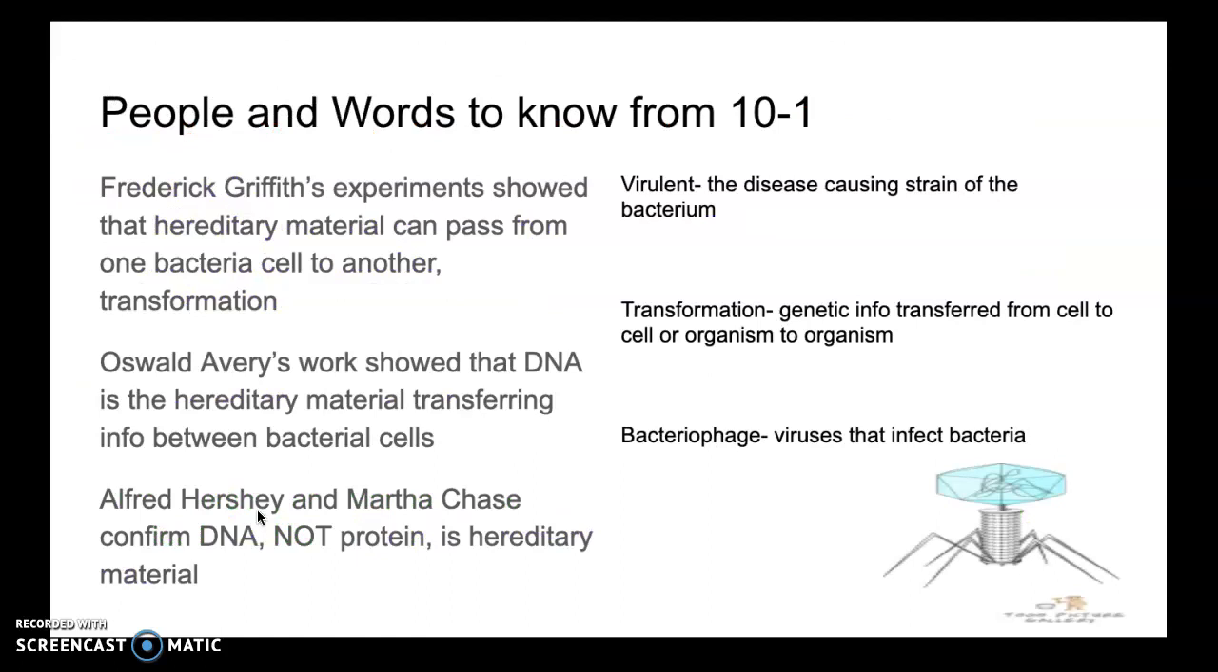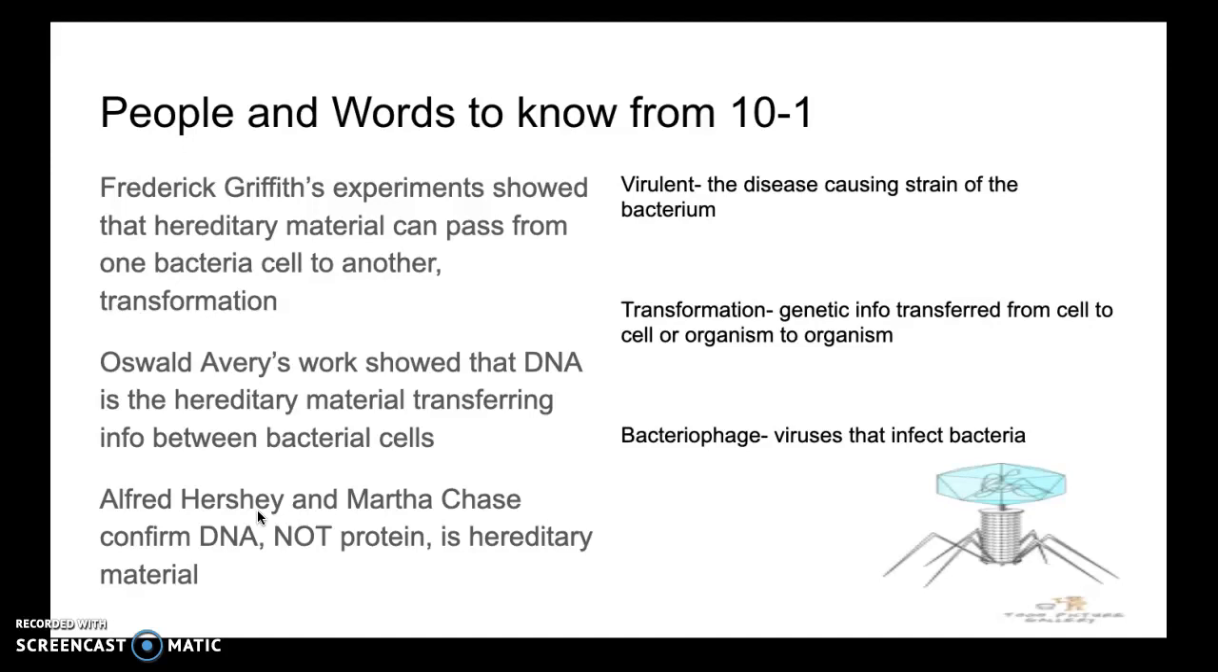Now, here are the people to know from 10-1. People and words. Frederick Griffith's experiment showed that hereditary material can pass from one bacteria cell to another. Oswald Avery showed that DNA is a hereditary material transferring information between the bacterial cells. Alfred Hershey and Martha Chase confirmed that DNA, in fact, and not protein, is hereditary material.